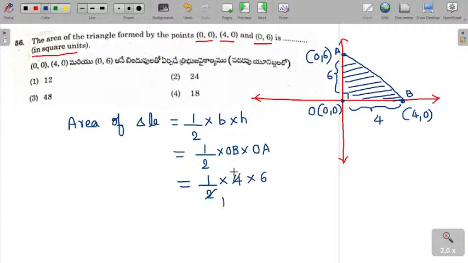So half times 4 times OA, which is 6. Two 1s are 2, two 2s are 4. So this answer is equal to 12 square units. This is the area of the triangle. This problem may be given for EAMCET also. It will be useful. Not 24, check that. So the answer should be 12. So the first option is the right option.